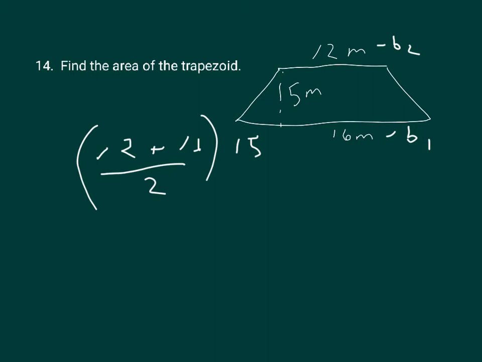The average of 12 and 16, they're 4 apart, so you could actually say, well, what's 16 minus 12? It's 4, and take half of 4, 2, and either add it to 12 or subtract it from 16, and you get 14, or you could do 12 and 16 make 28, and 28 divided by 2 is 14, so the area will equal 14 times 15.